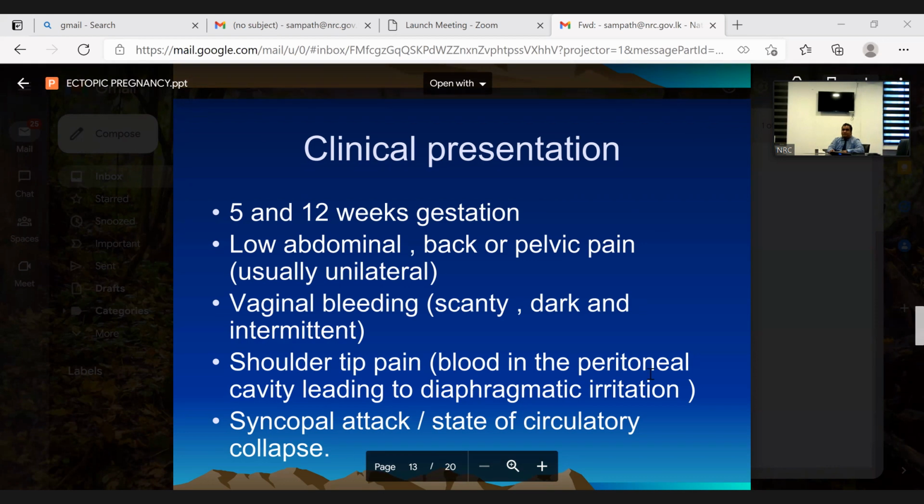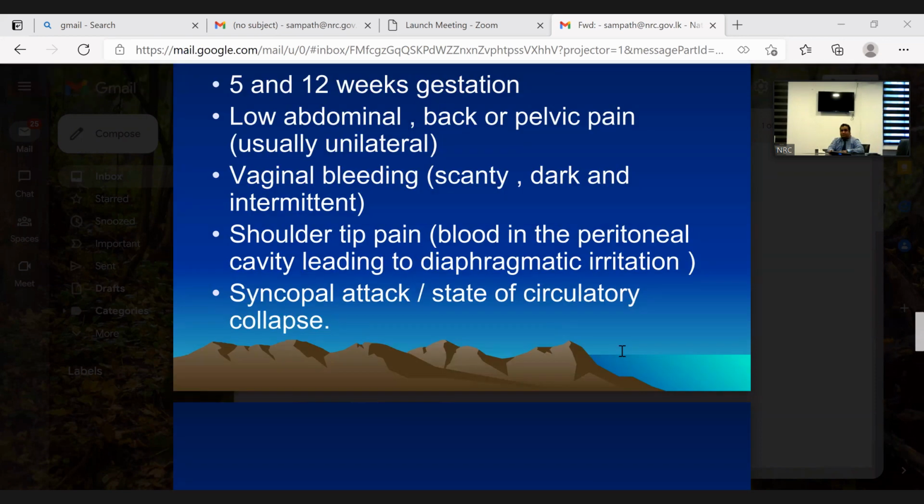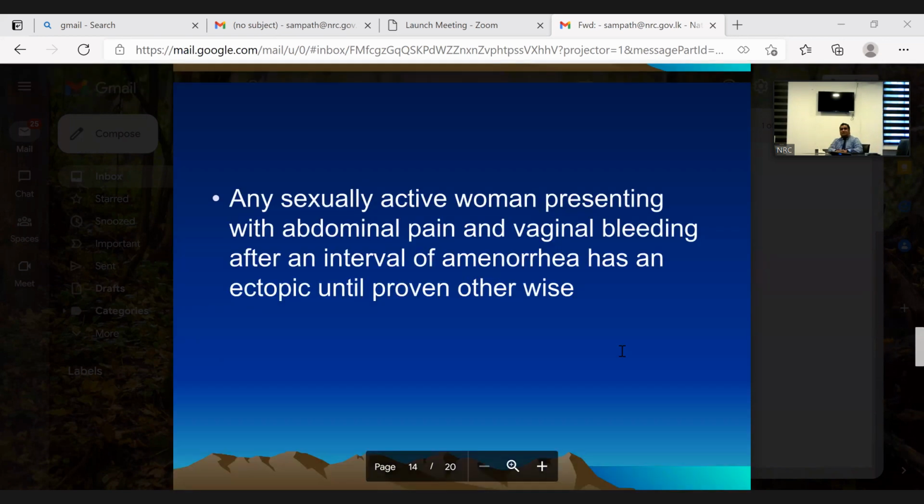Then shoulder tip pain and syncopal attacks indicate rupture and hemoperitoneum. So this is the golden statement: any sexually active woman presenting with abdominal pain and vaginal bleeding after an interval of amenorrhea is an ectopic until proven otherwise. Remember this, you will save at least 10 or 15 women before you get your retirement.